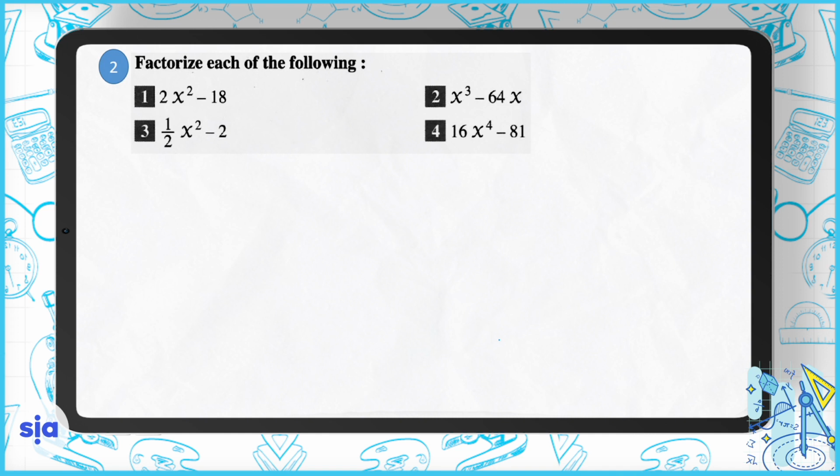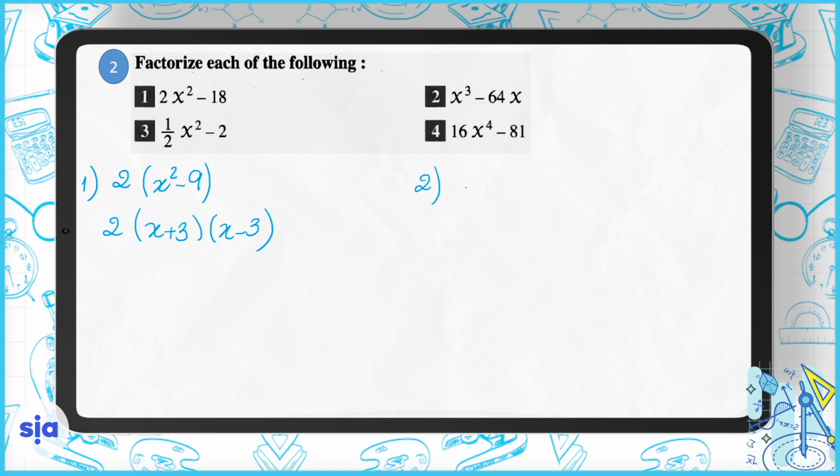Let's go to a factorization question. Question 1. Yes, excellent. I can hear you from my place here. We're going to take 2 as an HCF, so it's 2 times x squared minus 9. After that, we're going to factorize it as 2 brackets, x plus 3 and x minus 3.